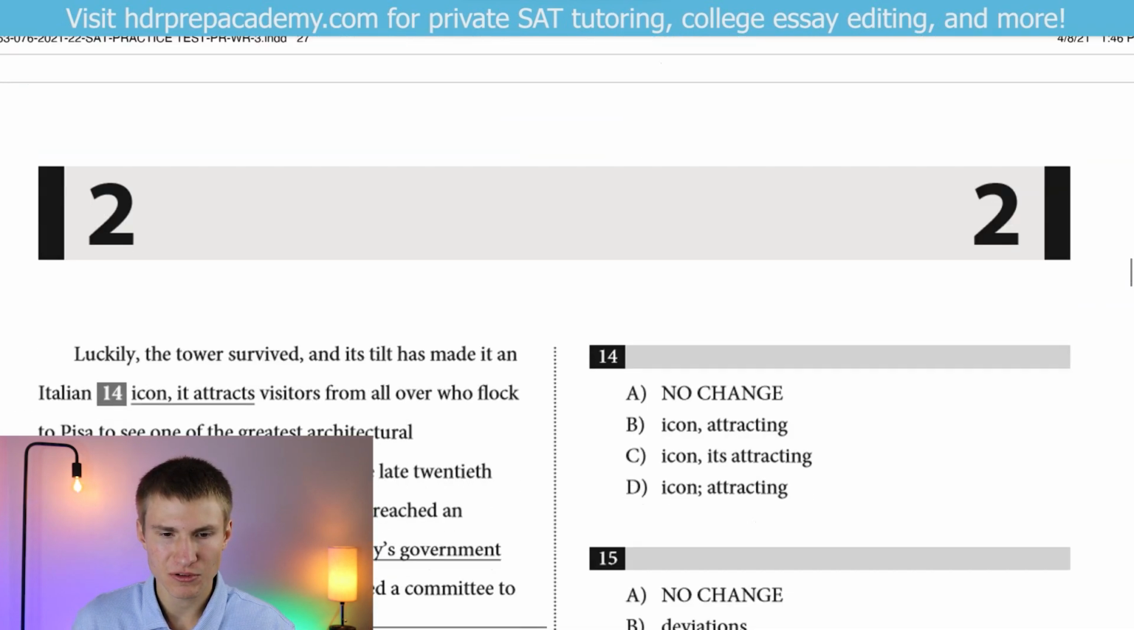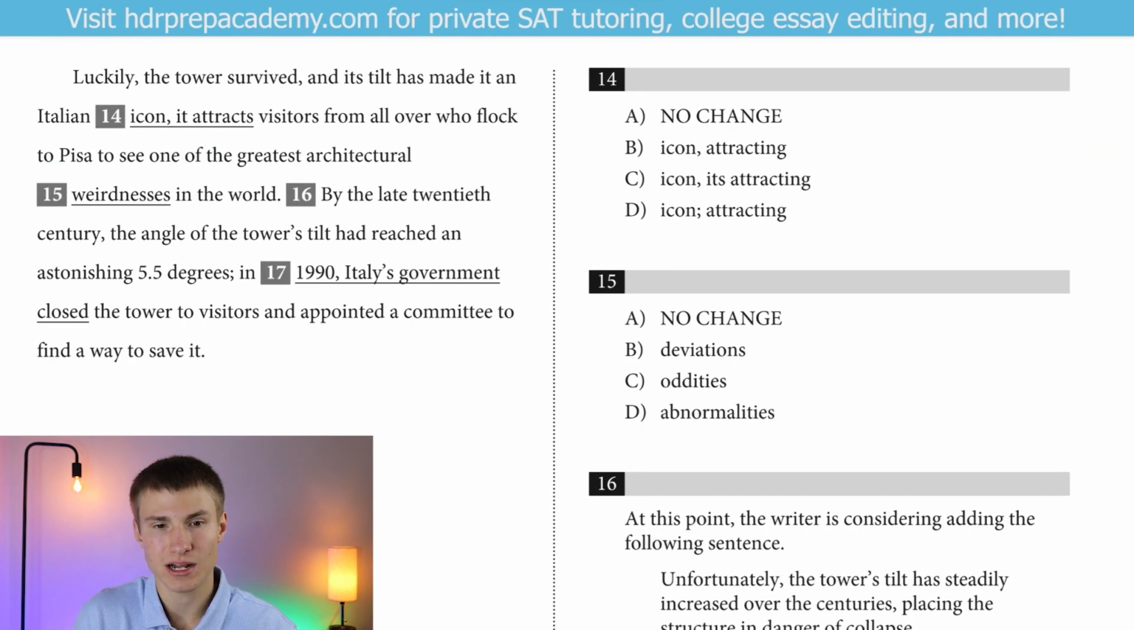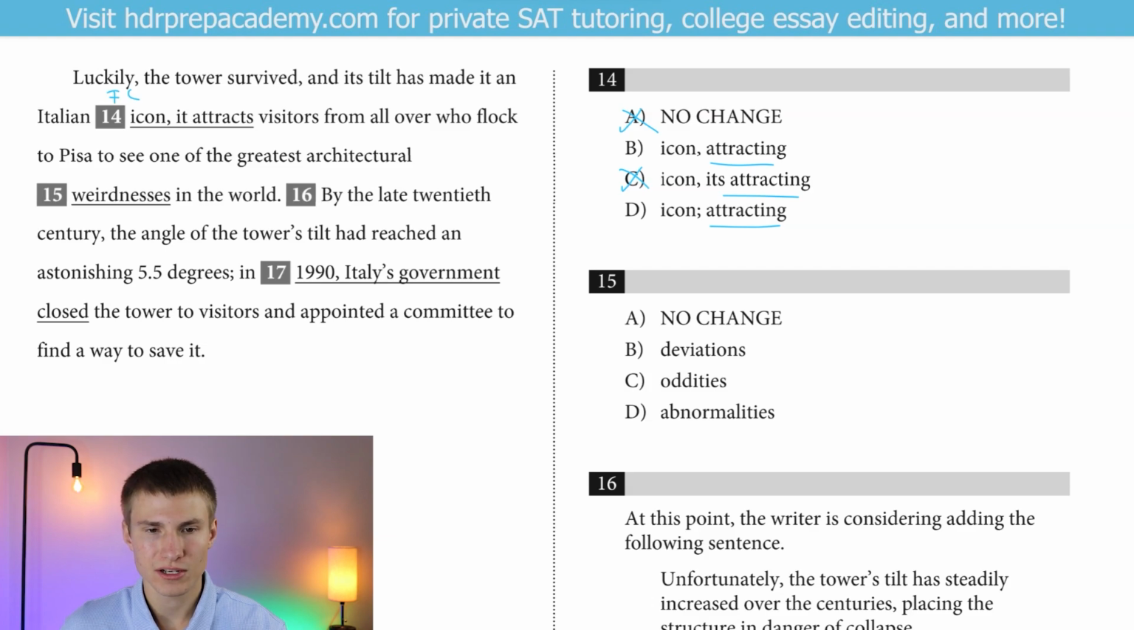All right, moving on now, we've got question number 14. Luckily, the tower survived and the tilt has made it an Italian icon. And then we could have either it attracts visitors from all over. We could have attracting. We could have it's attracting, or a semicolon and then attracting. What we got to recognize here is that answer choice A we know is going to be wrong because we have an independent clause before this comma and an independent clause after it if we were to include it attracts. So we know that that'll be incorrect because we're only connecting with a comma, no fanboy. Now if we take a look at answer choice C, same thing there. We'd be connecting 2 independent clauses together with only a comma and not one of the fanboys. So we see C would be wrong there.